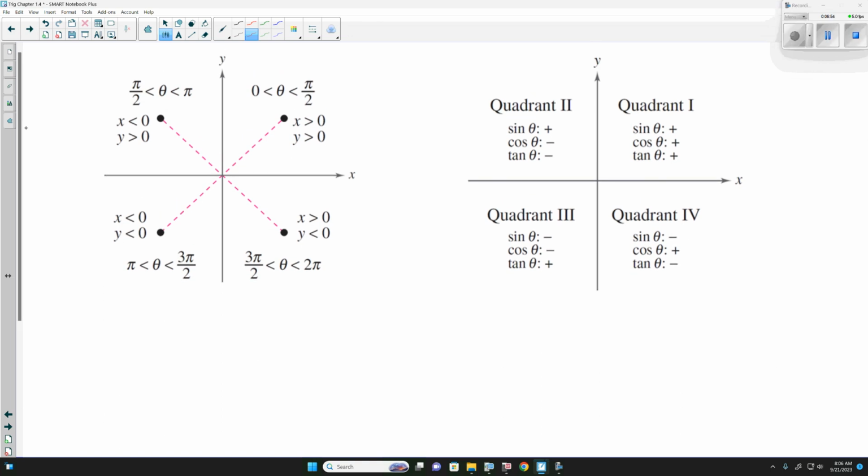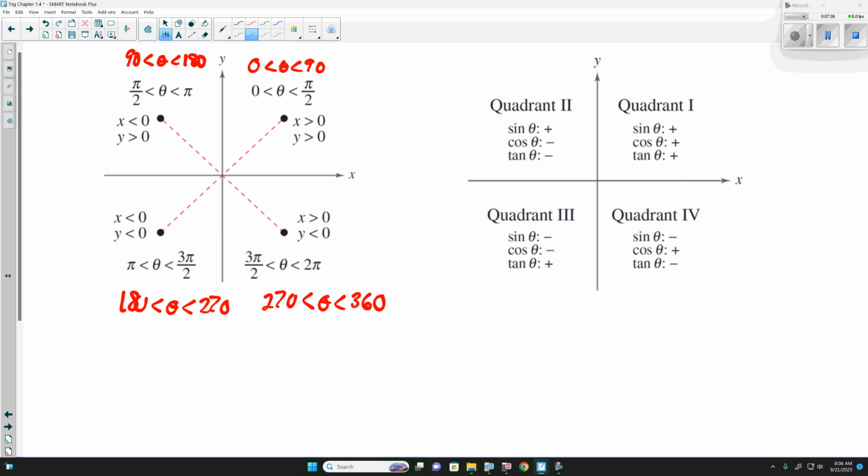Now you have both of these here. For quadrant 1, the angle is between 0 and pi over 2, or if we wanted it in degrees, between 0 and 90. The second quadrant is between 90 and 180. The third quadrant is between 180 and 270. And the last one is between 270 and 360. In the first quadrant, x and y are both positive. In the second quadrant, x is negative, y is positive. In the third quadrant, both are negative. In the fourth quadrant, x is positive, y is negative.